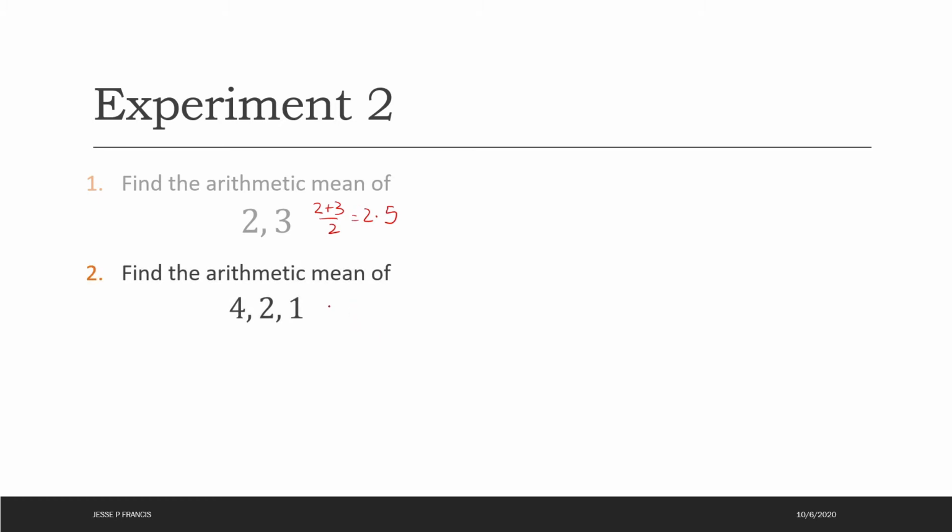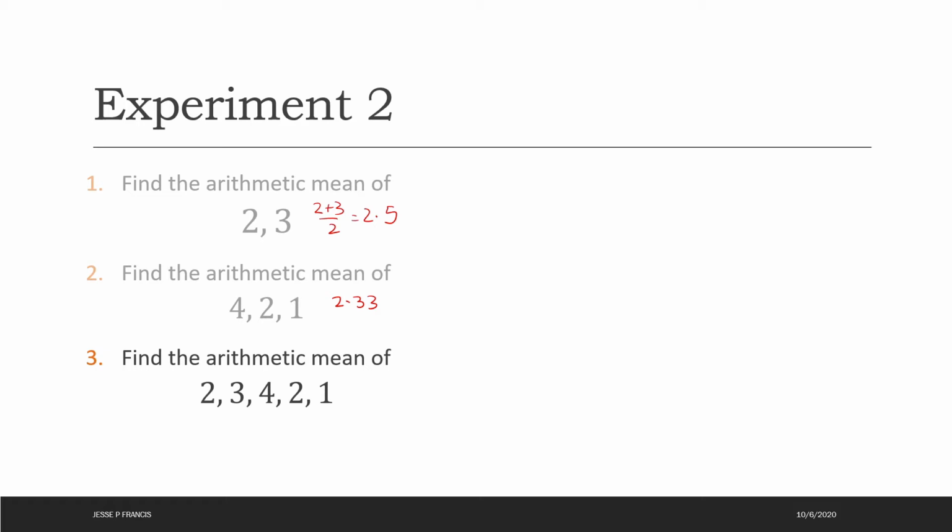Going forward, find the arithmetic mean of 4, 2, 1. I wonder where we are heading to. Anyway, we are asked to do it. Let's do it. 4 plus 2 plus 1 by 3 is equal to 7 by 3, and the value is somewhere around 2.33. So let me conclude and write the final value, 2.33.